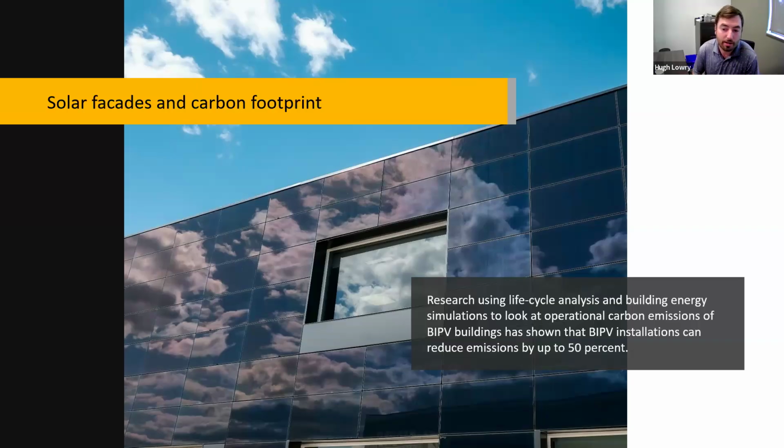So this can be measured in a variety of ways, primarily either by the weight of the CO2 displaced by the solar facade, or the equivalent trees that would need to be planted to have the same carbon displacement. There's been some research using life cycle analysis and building energy simulations to look at operational carbon emissions of BIPV buildings, which has shown that BIPV installations can reduce emissions of that building by up to 50% over the lifetime of the building.